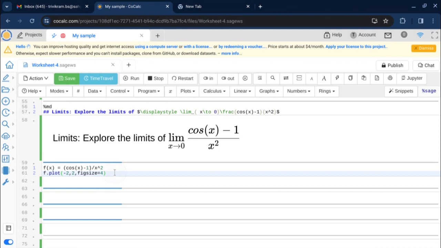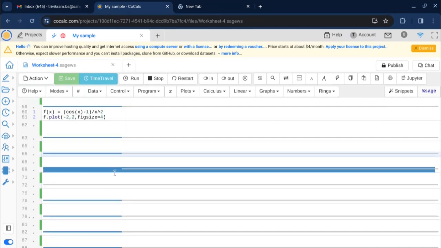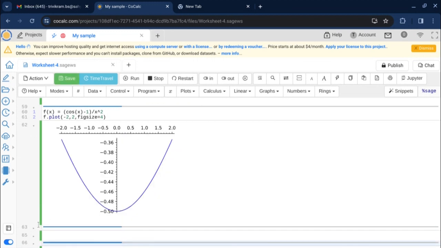I am going to define this as cos x minus 1 divided by x square, f dot plot of minus 2 to 2. So I am going to plot this function between -2 to 2. Let us see the function. It will look like this.